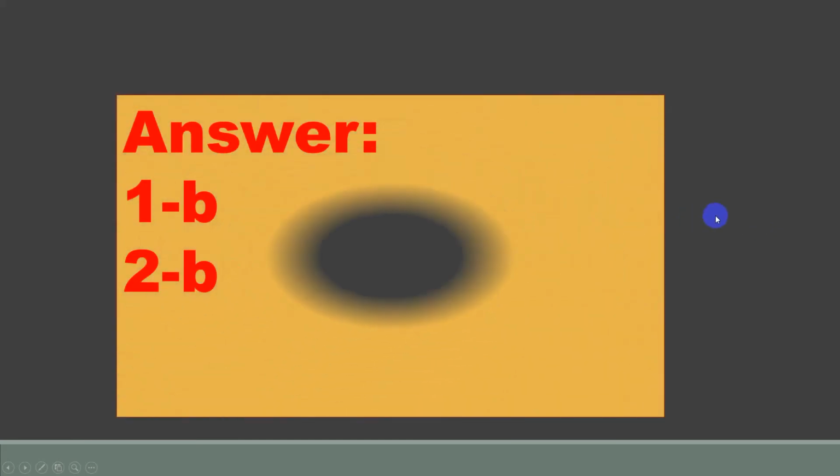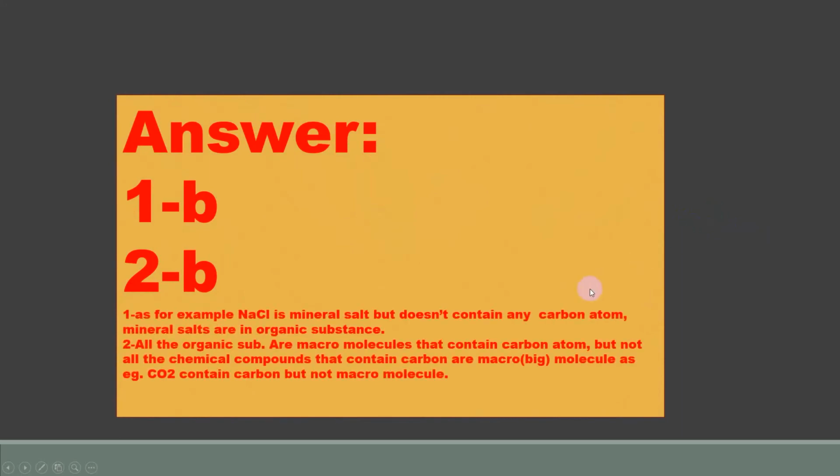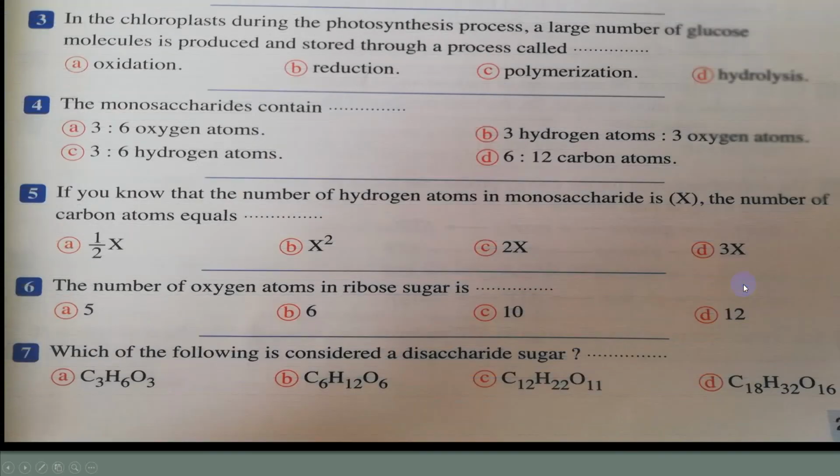Let's take another question. Okay, this is the explanation, if you want to read it. Sodium chloride is a mineral salt but it doesn't contain any carbon atom. Mineral salts are inorganic substances. All the organic substances are macromolecules that contain carbon atom. This is right. But not all the chemical compounds that contain carbon are a big molecule, as carbon dioxide. Okay, let's go to the next question.